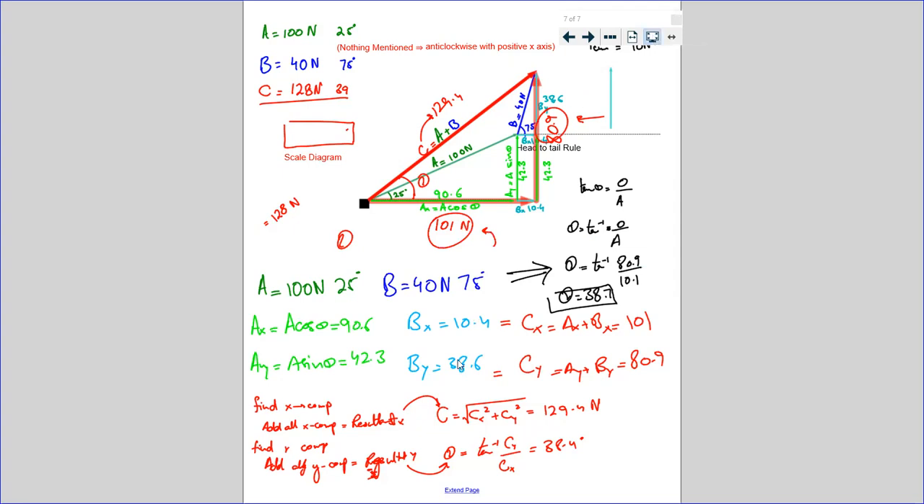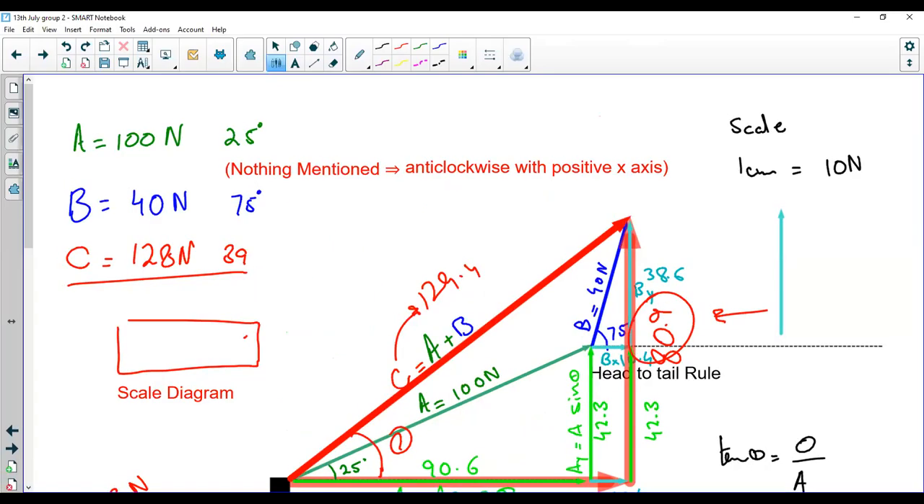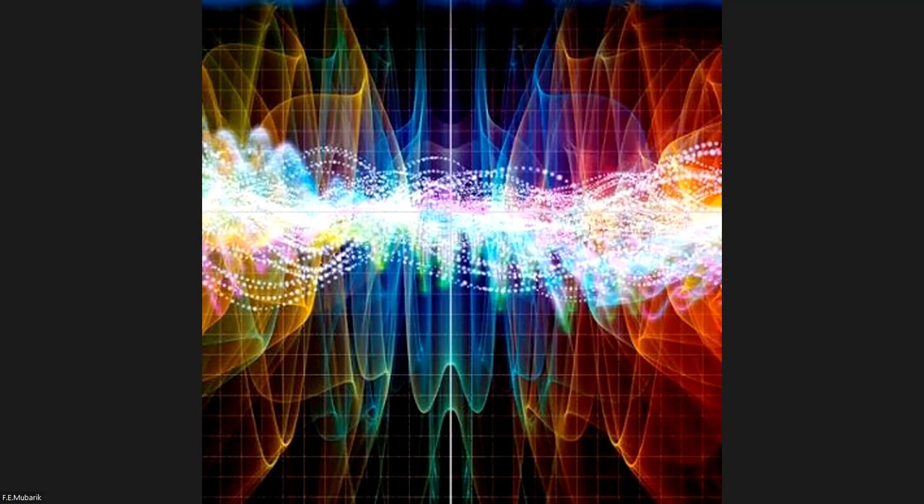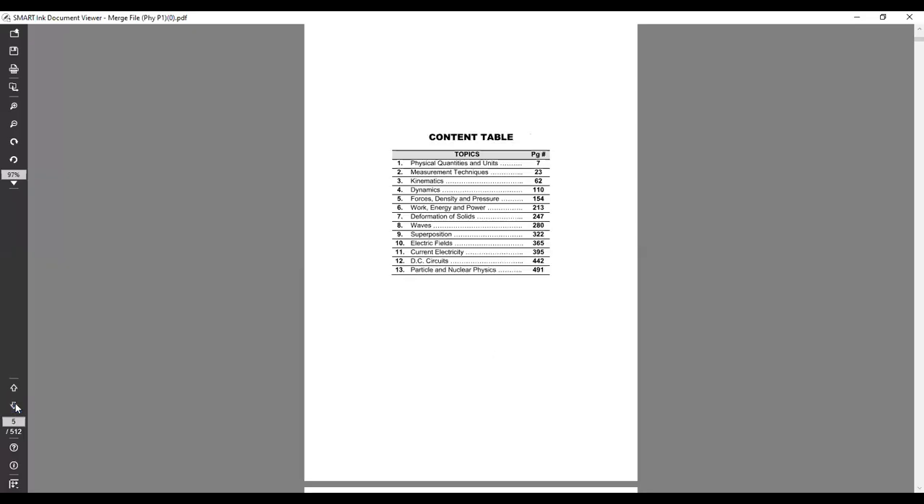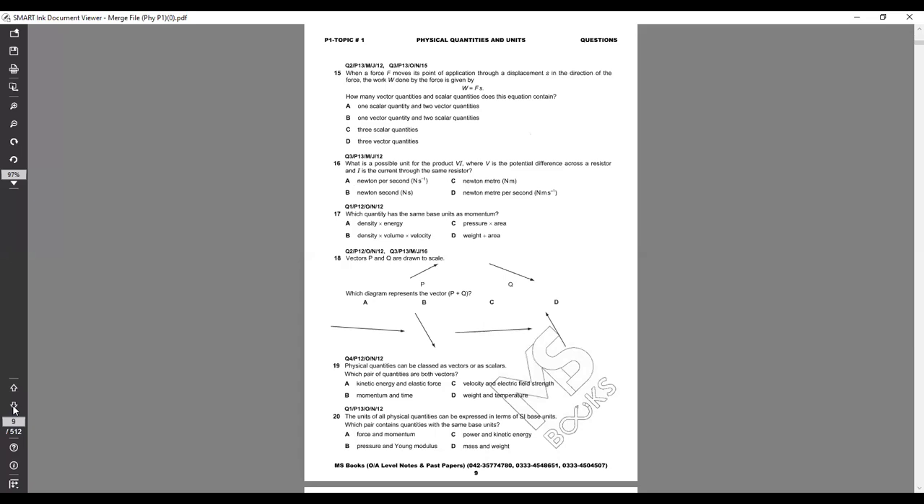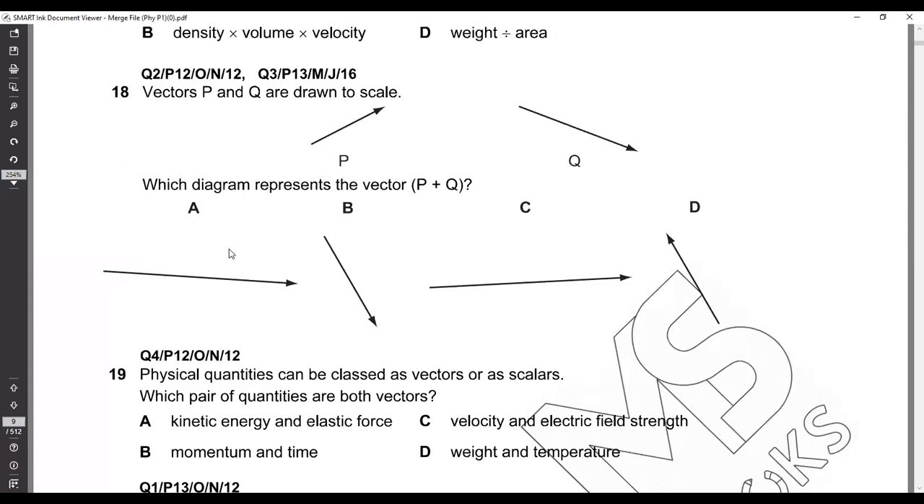Just give me a moment, I'll upload some questions. So we'll use this thing here. Practice question number 18.